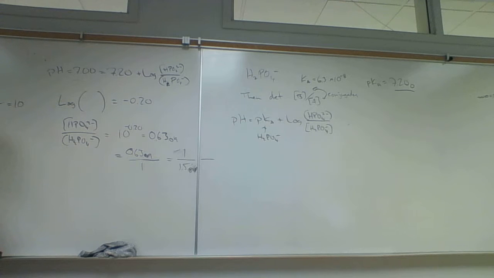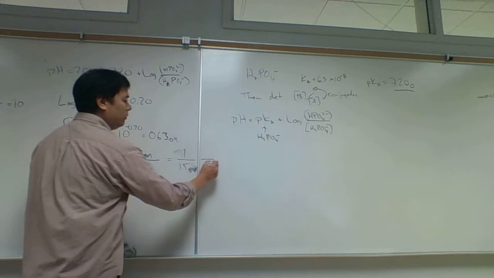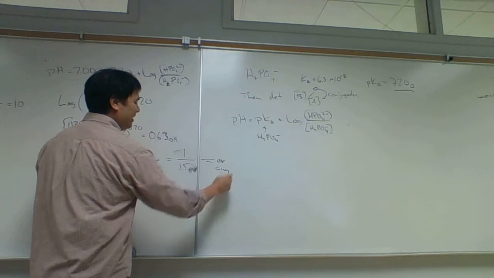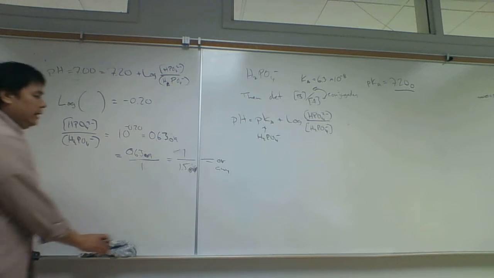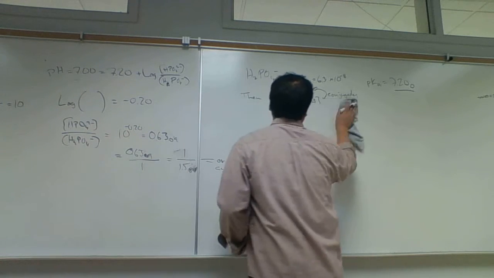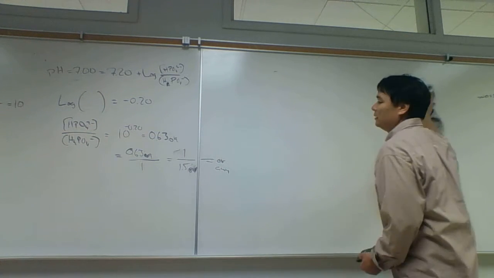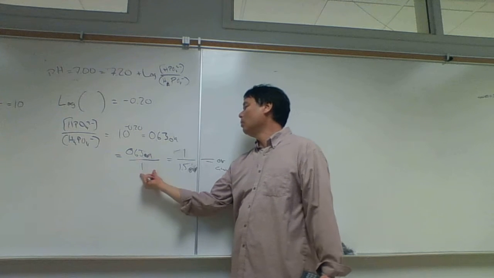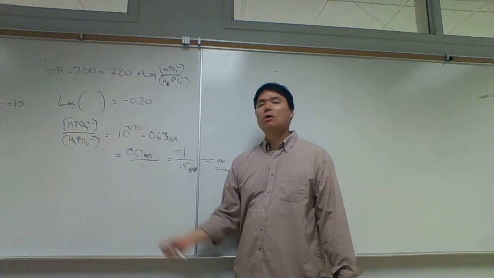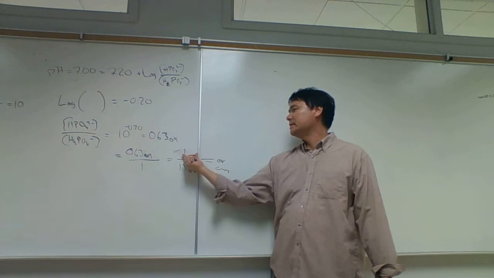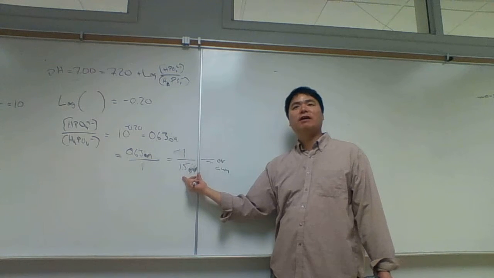So let's figure it out. And so what I could do is I could make the acid 1 molar and the base 0.63 molar, and that would give me a pH of 7. Or I can make the base 1 molar and the acid 1.58 molar, or anything in between.